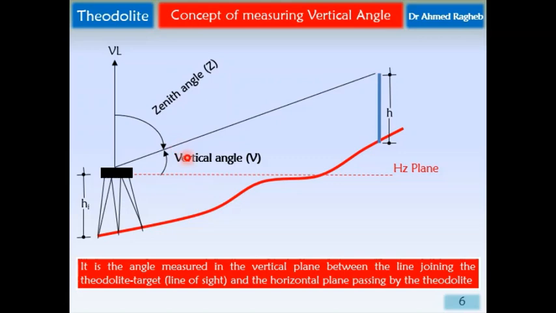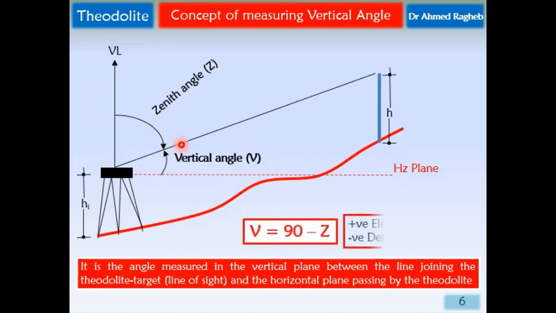In order to calculate the vertical angle from the zenith angle, V equals 90 minus Z. If it is upwards, then the vertical angle is positive. We call it elevation angle, زاوية ارتفاع. If it's negative, then it's downwards, and we call it depression angle, زاوية انخفاض.